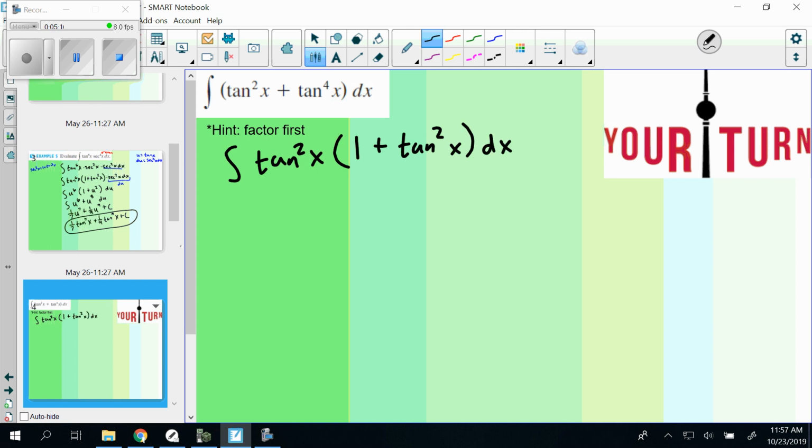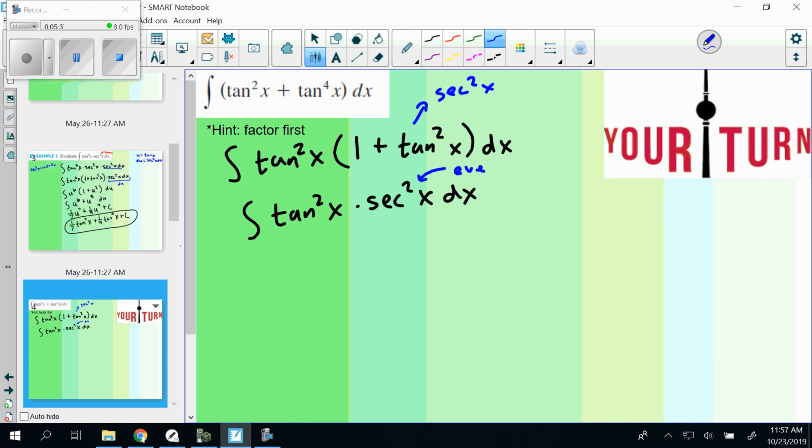Okay, and what do we know 1 plus tangent squared equals? That's our trig identity there. That's equal to secant squared. So we end up with tangent squared x times secant squared x dx. We see that we have an even power of secant here, so this is similar to our last one. Why don't you pause the video and see what you can come up with on this one and see if you can solve it out.